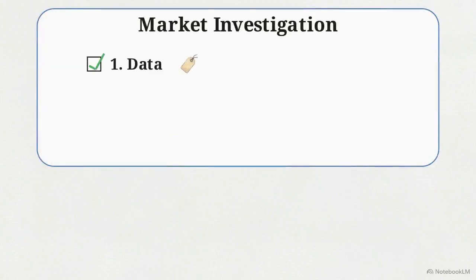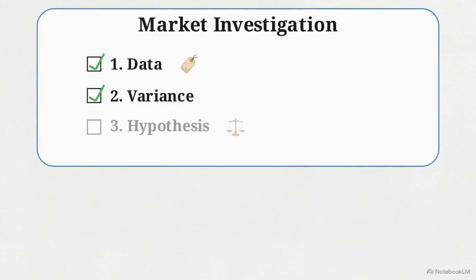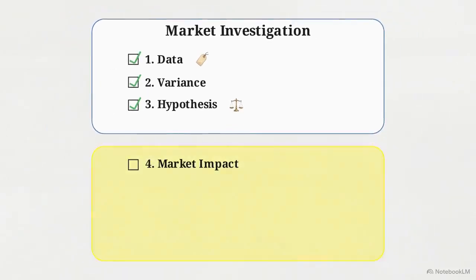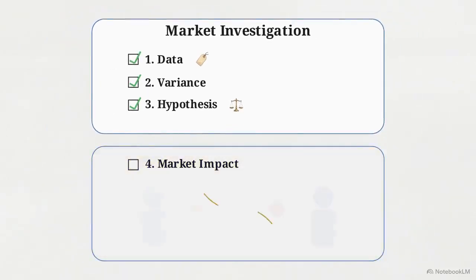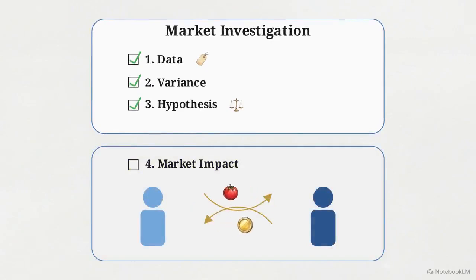Check prices, note vendor differences, and guess why variations exist based on supply and demand. Most importantly, complete step 4. Observe the effects. Watch how buyers and sellers change behavior based entirely on those price tags.